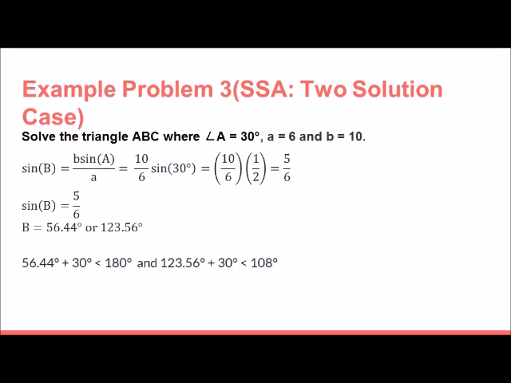With a little arithmetic and help from our trig functions, we determine that the sine of B equals 5/6 and B equals 56.44 degrees or 123.56 degrees. With our knowledge of the sums of angles of triangles, we can determine that both of these angles are candidates for angle B. So going back to what we know.